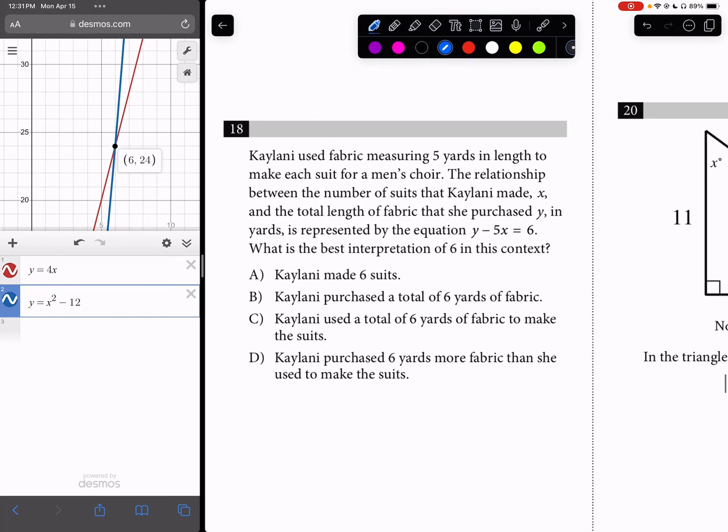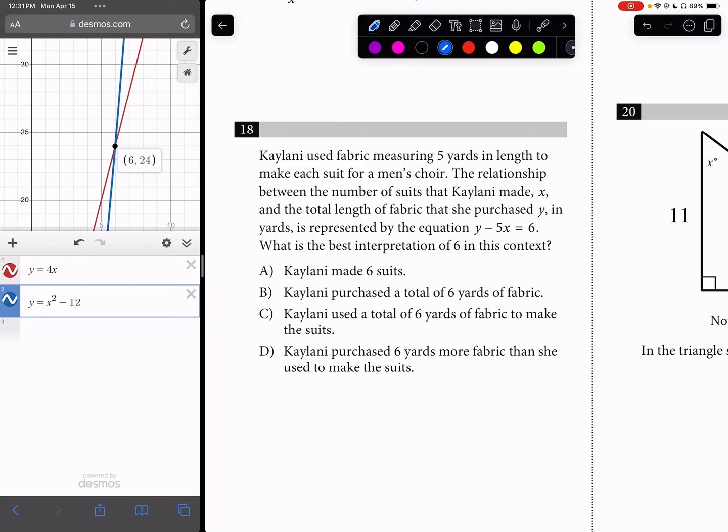Come on over here for 18. Kaylani used fabric measuring 5 yards in length to make each suit. So she's using 5 yards each time, and that probably kind of explains that negative 5. X is probably the number of suits she makes, right? What is Y?